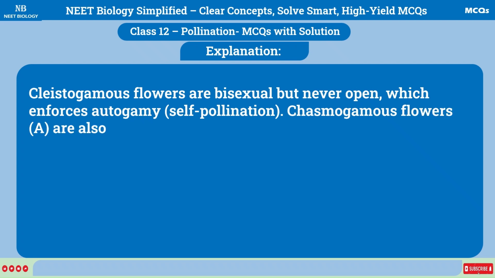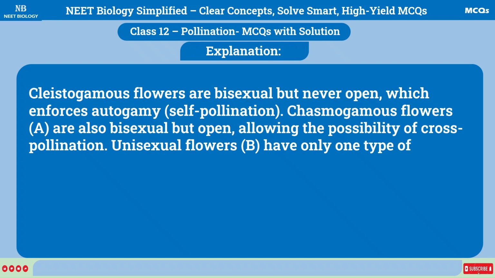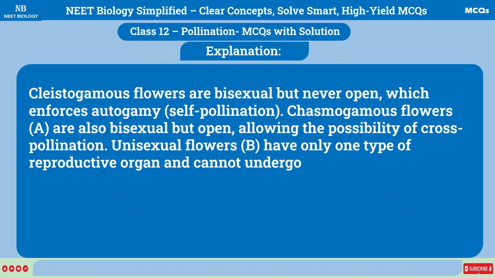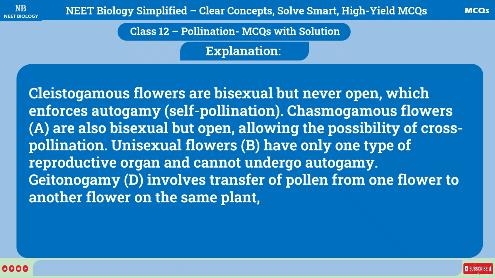Chasmogamous flowers, A, are also bisexual but open, allowing the possibility of cross-pollination. Unisexual flowers, B, have only one type of reproductive organ and cannot undergo autogamy. Geitonogamy, D, involves transfer of pollen from one flower to another flower on the same plant, not true autogamy.